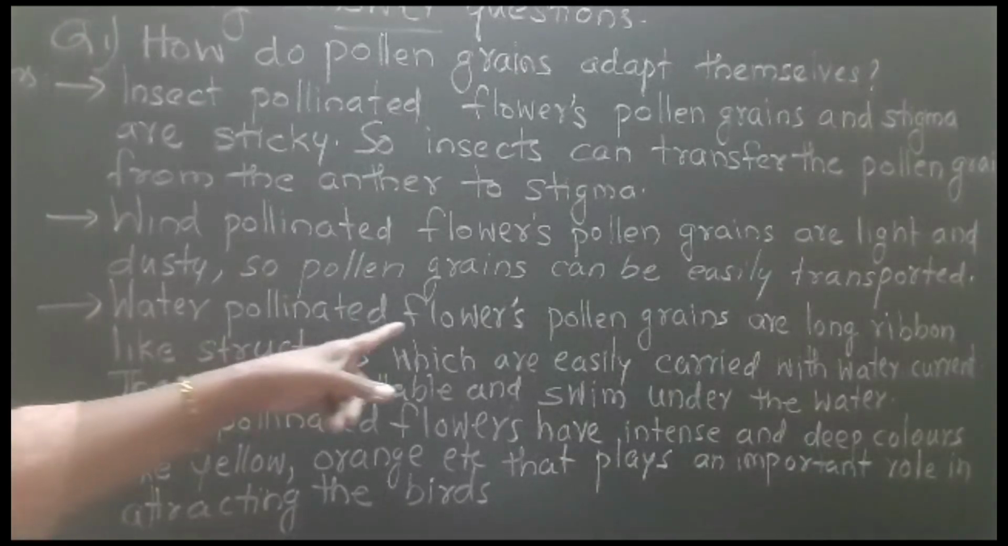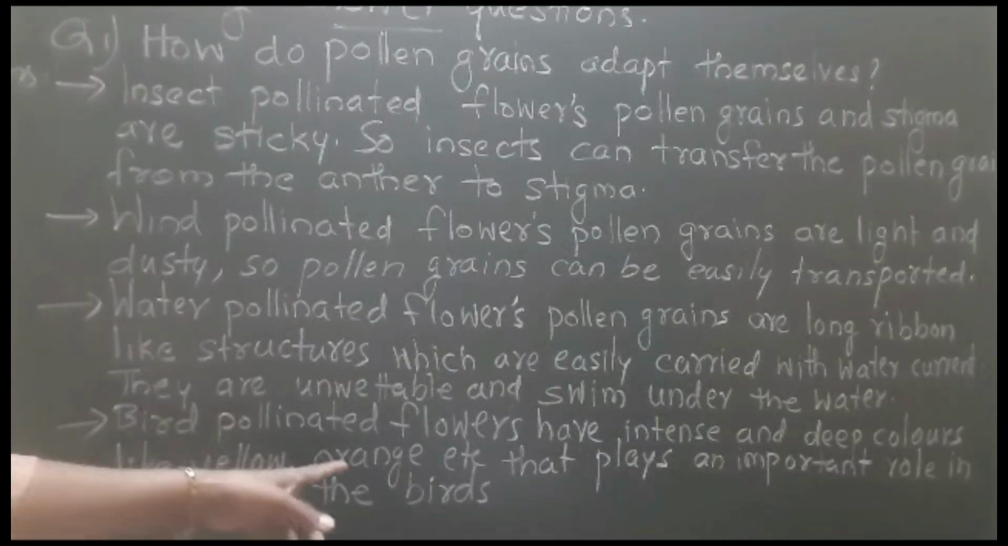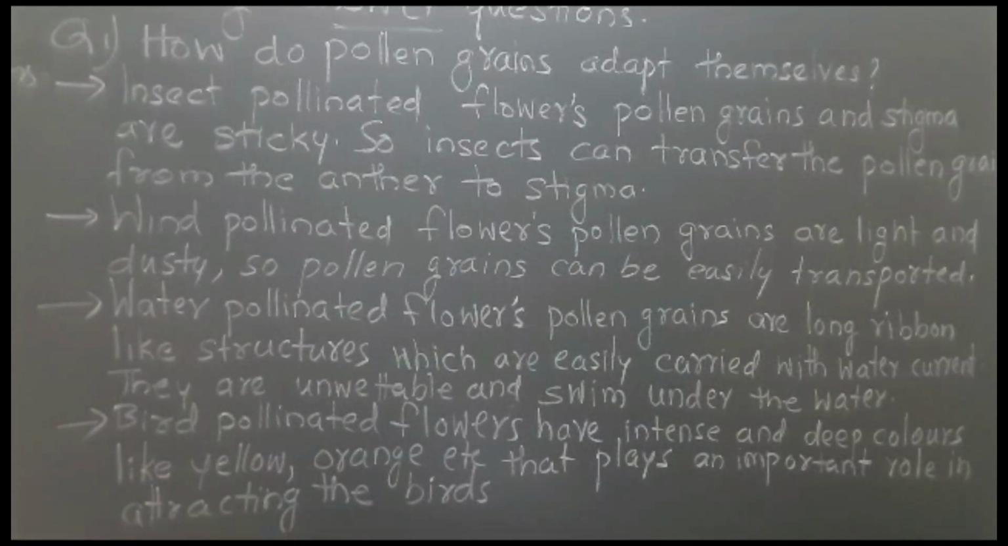Water pollinated flowers, pollen grains are long, ribbon-like structures which are easily carried with water current. They are unwettable and swim under the water. Bird pollinated flowers have intense and deep colors like yellow, orange, etc. that plays an important role in attracting the birds.